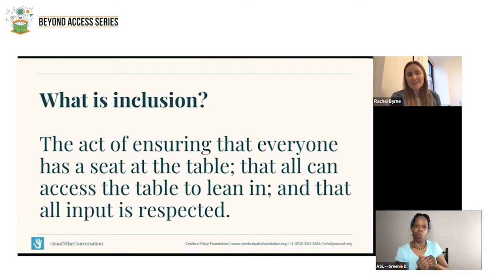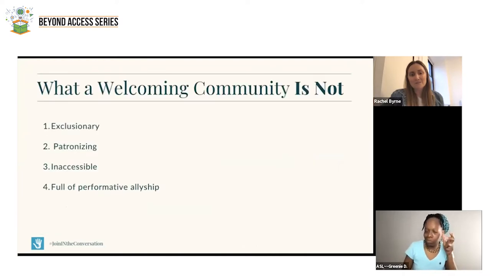If we're thinking about what inclusion is, inclusion goes beyond a seat at the table. True inclusion is an invitation to participate and to have that participation be valued and respected. A lot of the time we'll say someone should have a seat at the table, but that seat isn't enough anymore. We really need to make sure that everybody has the ability to have input, to be heard, and to also lead conversations. I think that's a very big part of this conversation.